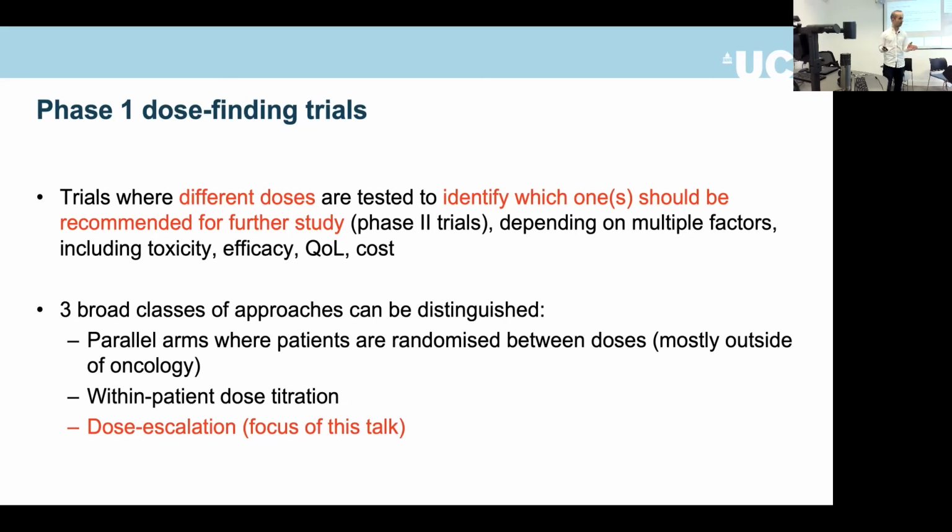There are 3 broad classes of approaches that we can distinguish. Parallel arm trials, where patients will be randomized simply between the dose levels. That doesn't happen in oncology, which is the topic of the talk today. Within patient dose titration, and then dose escalation studies. And today we're talking about dose escalation.